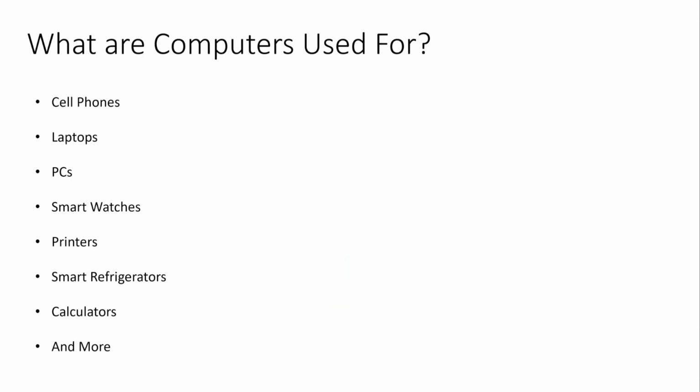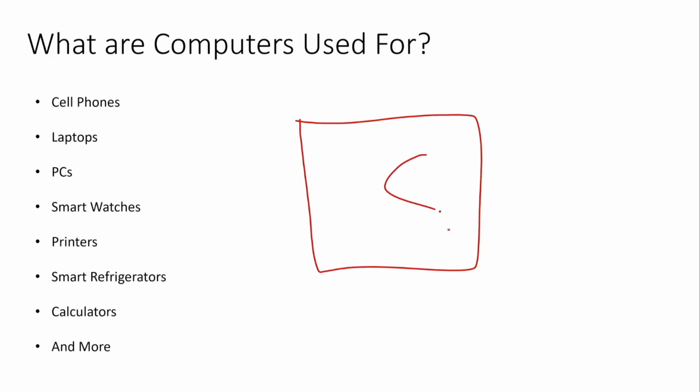Now we have printers, and believe it or not, these have little computers in them. These computers control what the printer does. They control how the printer prints that picture and where all of the colors go.